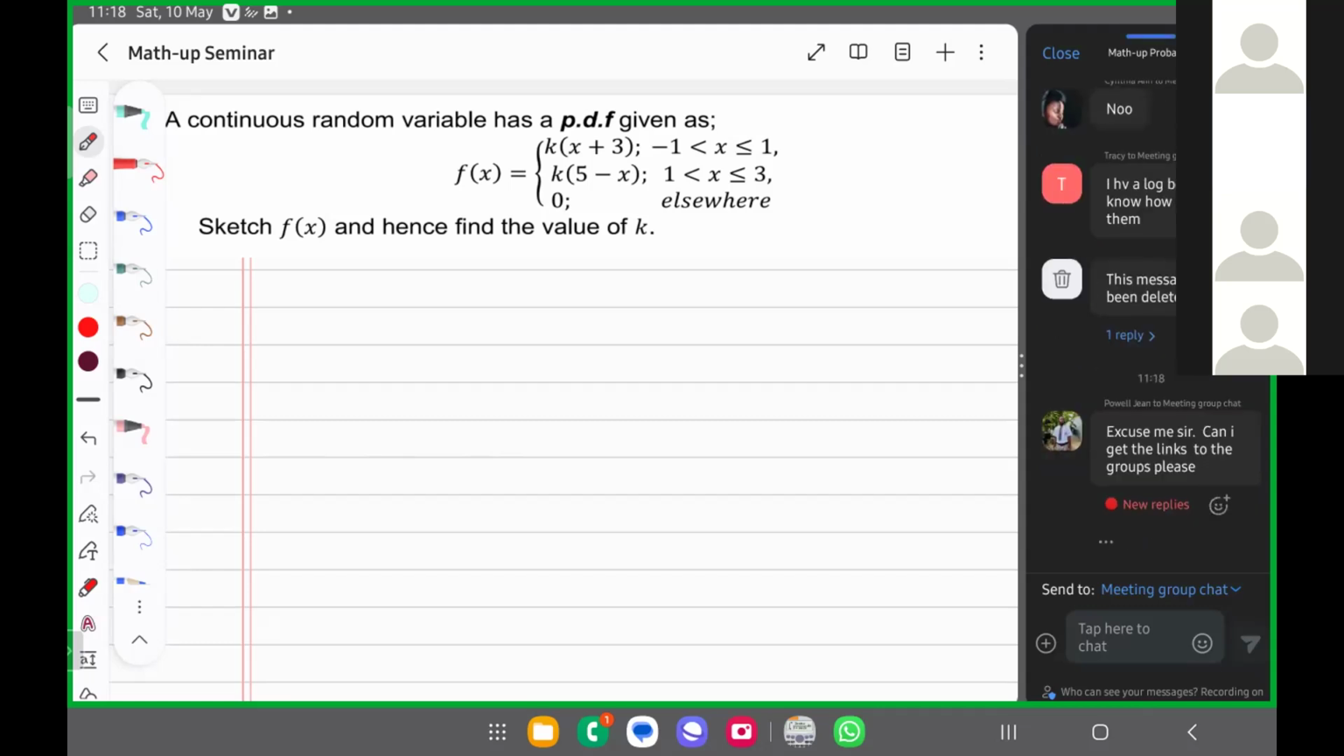So if I'm to sketch our PDF, I first of all have to find the corresponding values of f of x to these limits, -1, 1, 1, and 3. So I'll start by calculating for those values. So I will draw a simple table where I have x and then f of x.